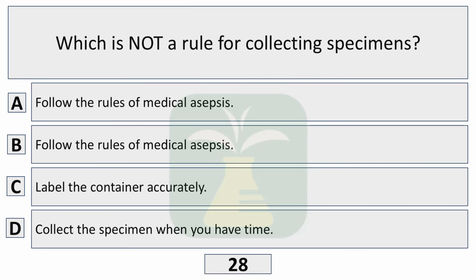Which is not a rule for collecting specimens. A. Follow the rules of medical asepsis. B. Use the correct container. C. Label the container accurately. D. Collect the specimen when you have time.